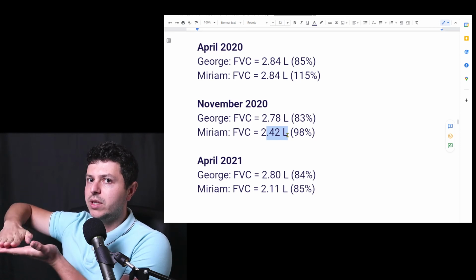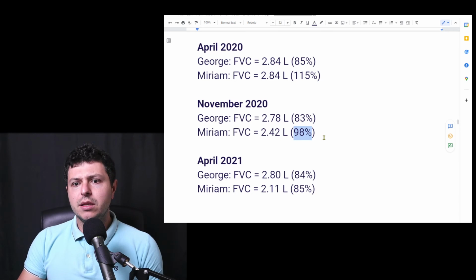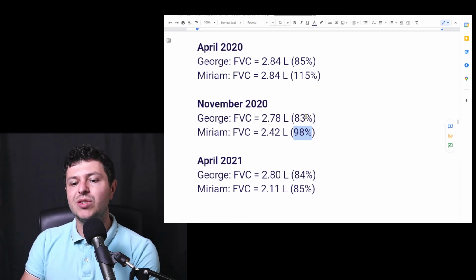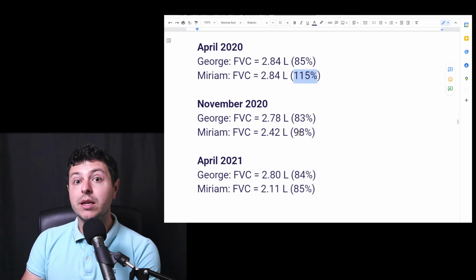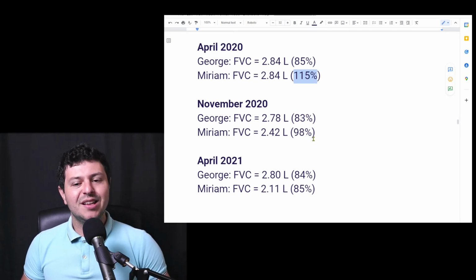She can only move this much air now. But if you look at the percentage, it's 98%. It may seem that she's doing much better than George. But if you look at the trend, over 6 months, she's actually lost quite a bit. She's come down from 115 to 98%. So as a doctor at this point, I would be more worried about Miriam, even though her percentage is higher.